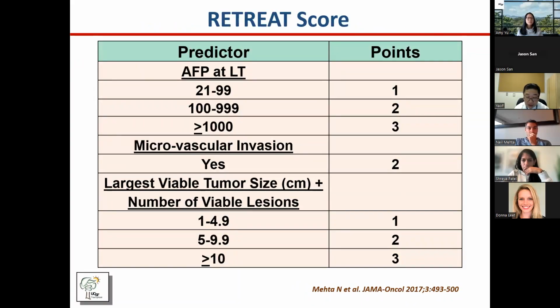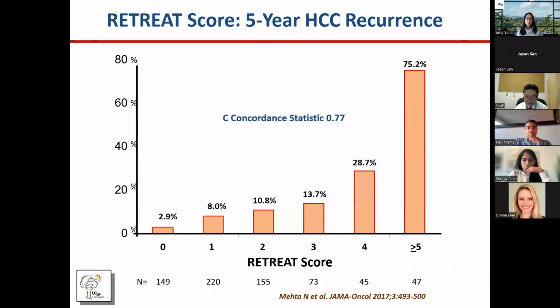The RETREAT score was developed based on three factors that independently predict tumor recurrence: the AFP at liver transplant, microvascular invasion, and the sum of the largest viable tumor diameter and the number of viable lesions. The nice part about this is that we really take into consideration locoregional therapy prior to transplant and only consider the viable tumors. So you add up the points here.